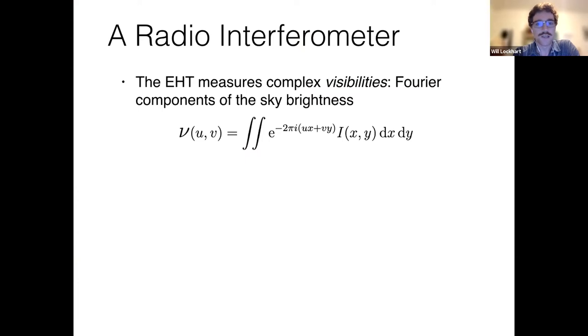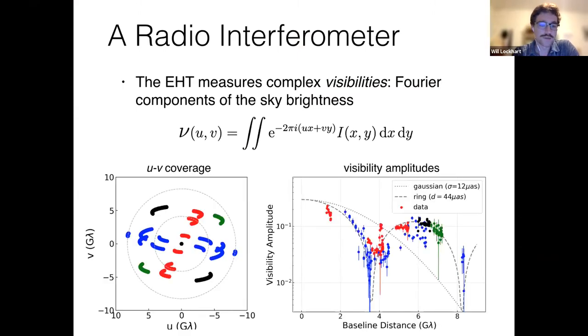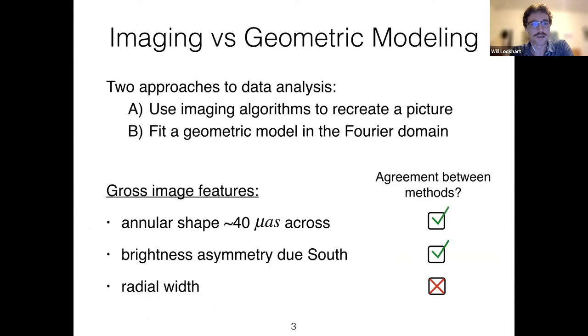I'll go through the first couple of slides very quickly since Sam already covered them. But what is the EHT? It's a radio interferometer. It measures these Fourier components. We saw similar plots just a moment ago of the coverage. And it turns out that the visibilities are complex numbers, and if you just plot their amplitudes, that is already suggestive of this 40 microarcsecond ring-like structure. It's not necessarily a smoking gun, but you can already see some features.